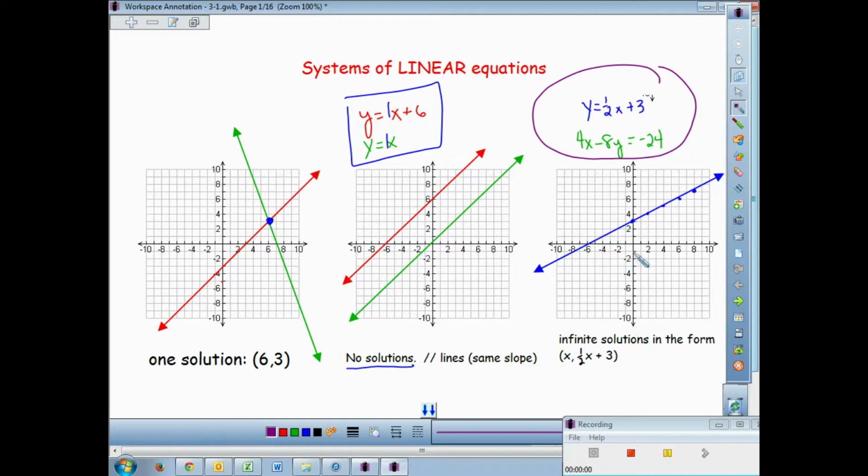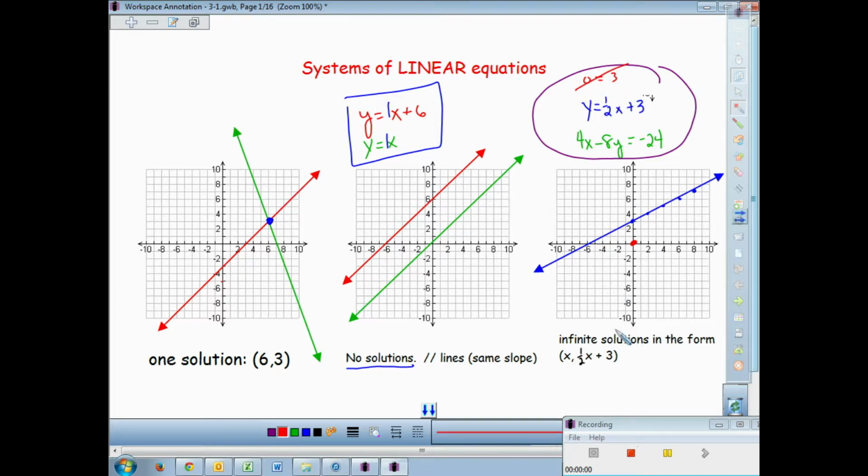But you have to be careful with that, because there's not like an infinite amount of answers. Well, there is an infinite amount of answers, but there's also an infinite amount of wrong answers. It's like not every ordered pair makes that situation true. For example, (0, 0) right here is not even on that line, because if you put 0 in for x and 0 in for y, you'd get 0 equals 3, and that's not a true situation.